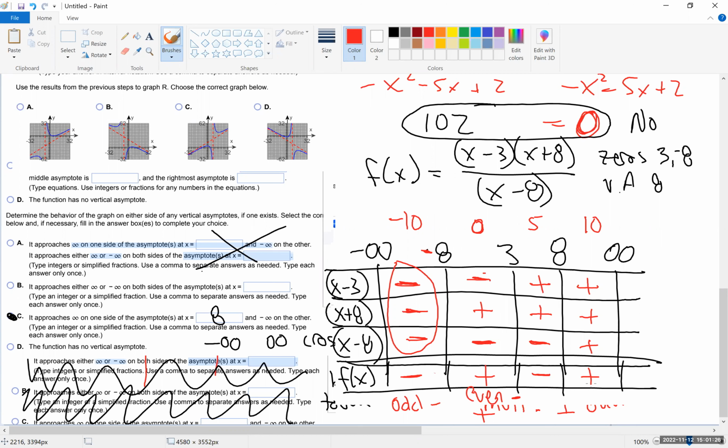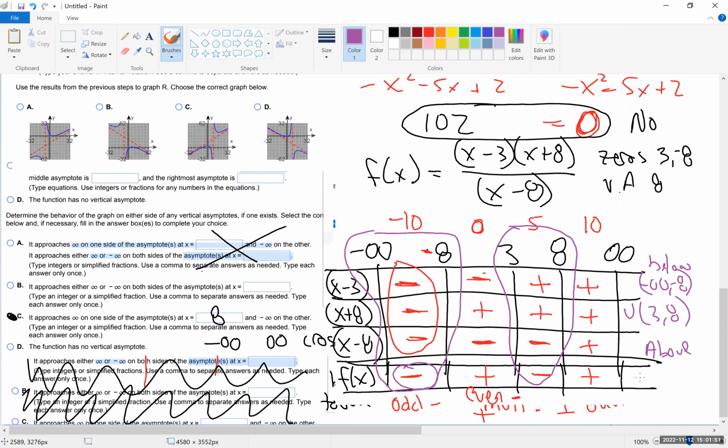So when it asks us, it's below, and I'm sorry, we're going to wrap up right here. It's below the x-axis if you get a negative. So from negative infinity to negative 8, we're below. And then from 3 to 8, we're also below. So we're going to put union 3 to 8. We're below the x-axis. When are we above the x-axis? From negative 8 to 3, and union 8 to infinity. Okay, so that's what we would put.